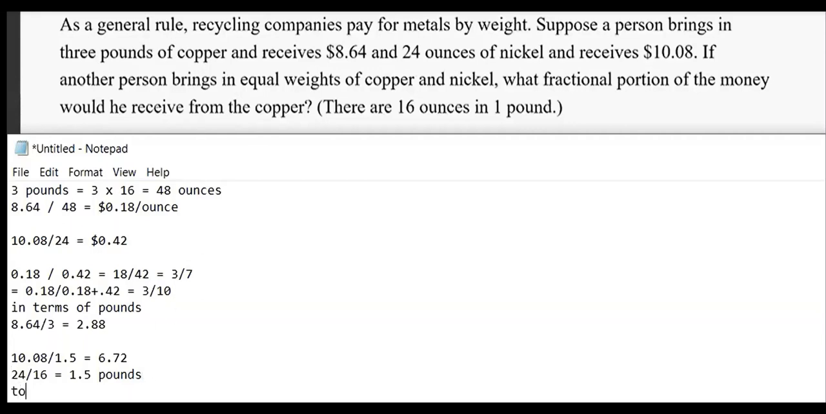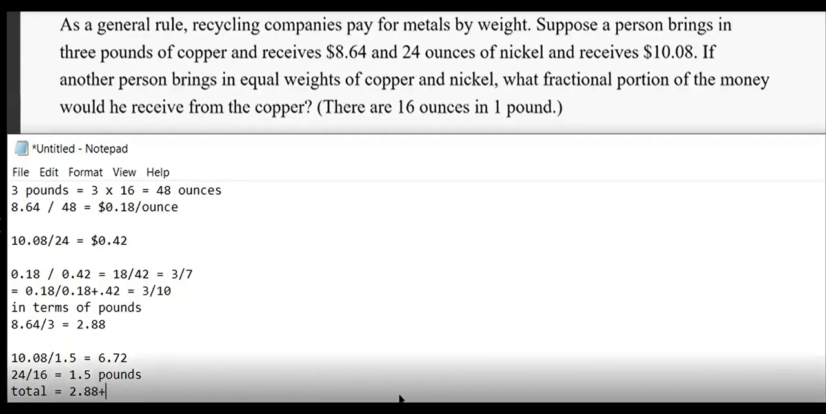Is it 3/10? What fractional portion of the money would he receive from copper?